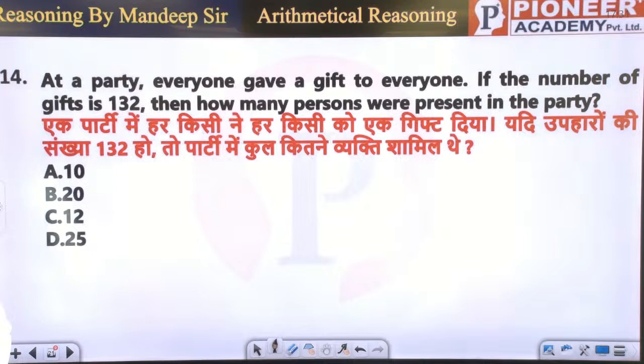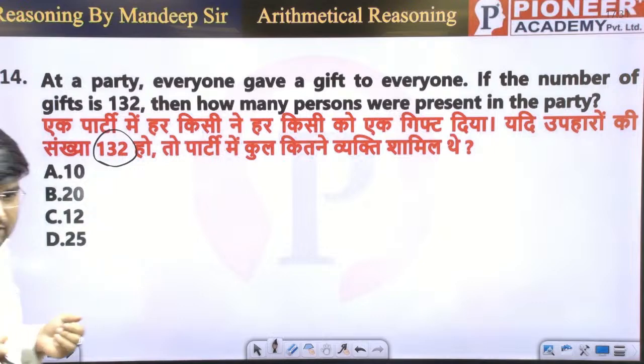Twelve, because 132 is a multiple of 12. Only 132 is divisible by the C option. 10 no, 20 no, 25 no. So in this type of question, we have to see only the divisible number. 132 is divisible by 12, so 12 is the correct answer.